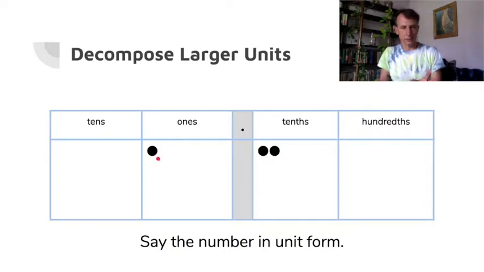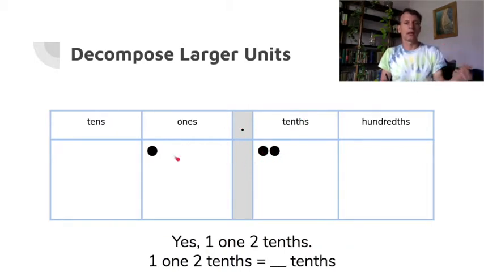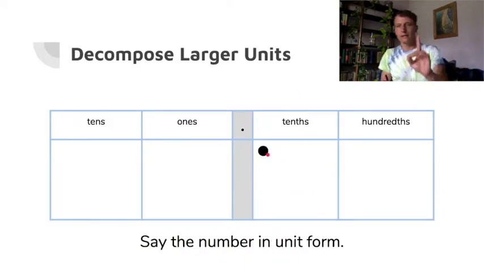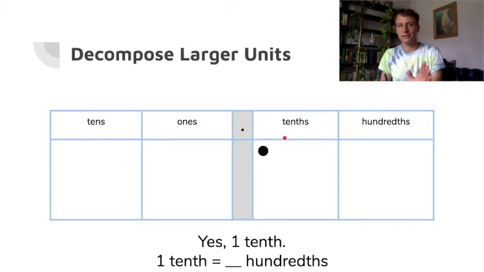Now say this number in unit form. It's 1 one, and, we still say that and, 2 tenths. Now, 1 one and 2 tenths, how many tenths is that all together? Well, we're doing the same thing here, right? We're going to take this 1 one and zip it on over here as 10 tenths. So it's a grand total of 12 tenths. We see that. Great. Now, what do we have? 1 tenth. That's the unit form.